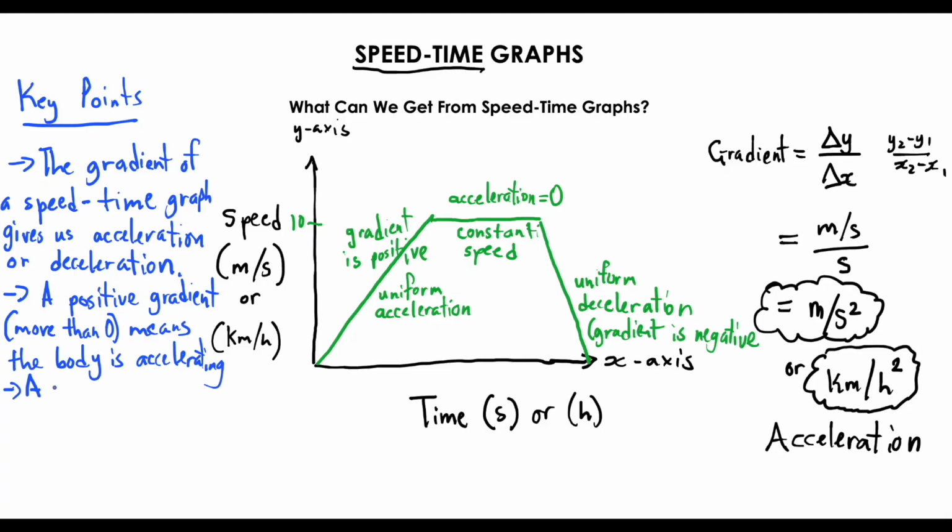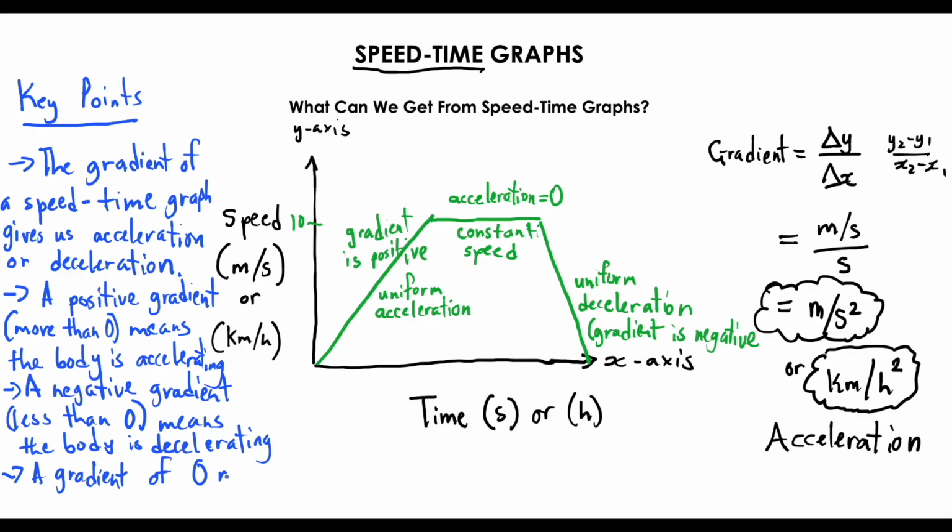So therefore, a negative gradient. So what is a negative gradient? Less than 0 means the body is decelerating. A gradient of 0 means the speed is constant. So these are the key things that we have here.